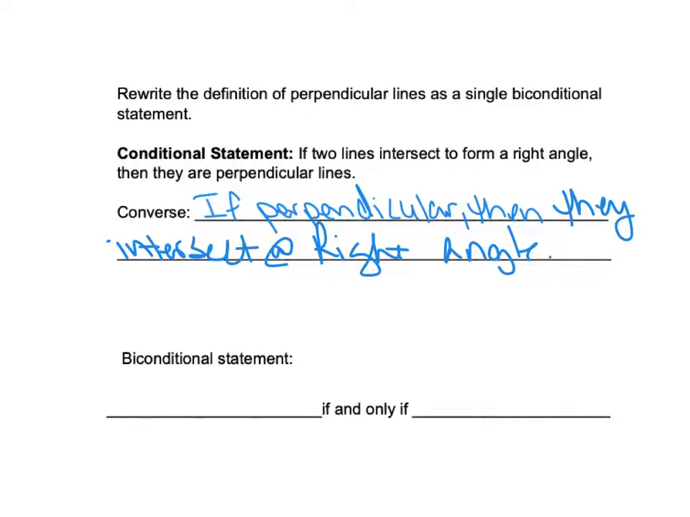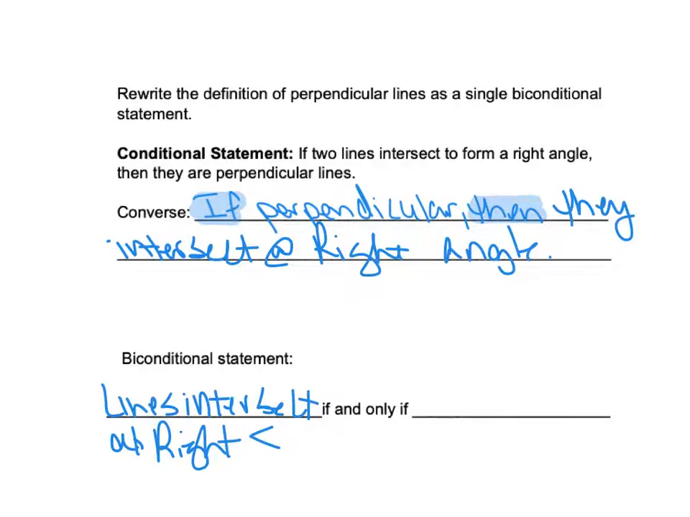When we write a biconditional statement, we take out the if and the then and just make it into one statement. So we would have, we don't write if, because it's if and only if: lines intersect at a right angle, and I'm going to abbreviate that as an angle, if and only if they are perpendicular.